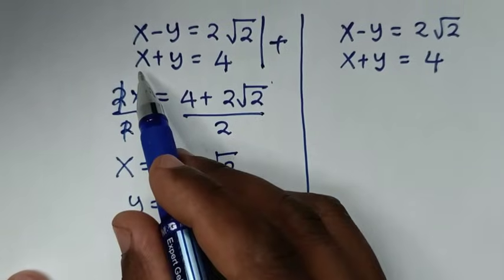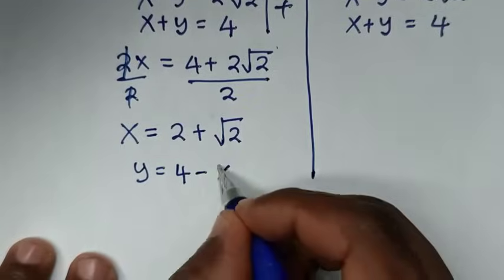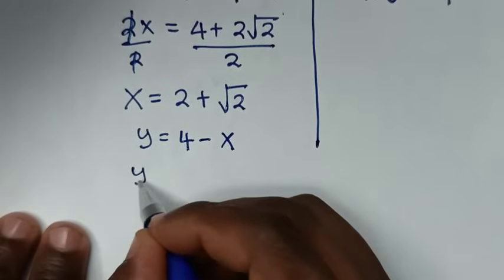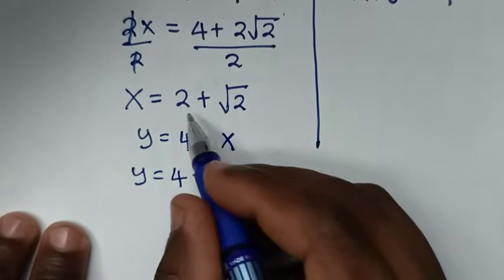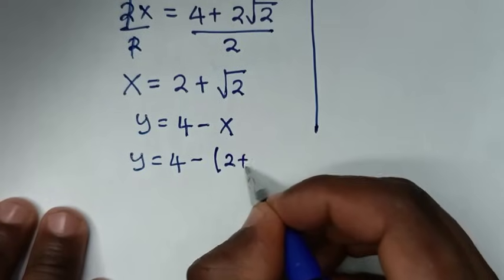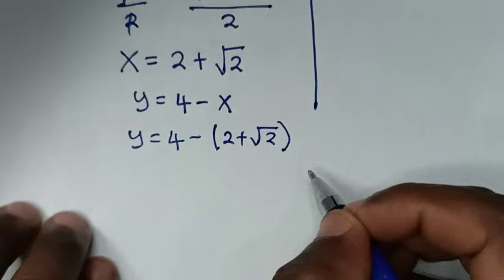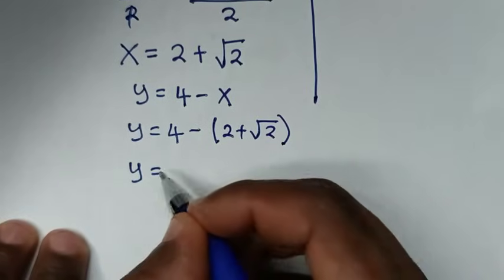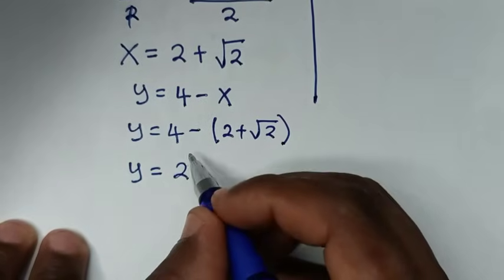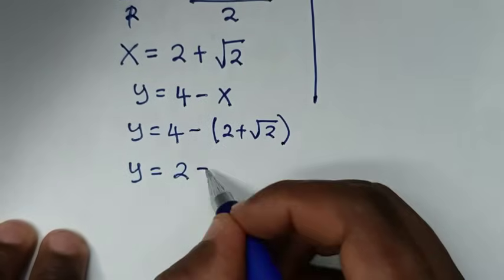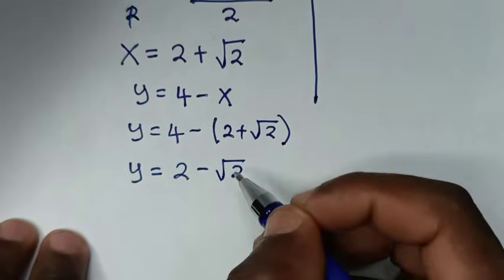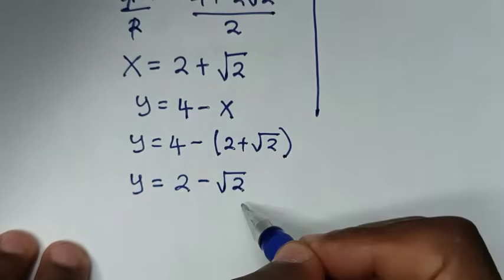Then to find y, from here it will be y is equal to 4. We take x to the right side, so it will be minus x. Then y is equal to 4 minus x, which is this, so it will be bracket 2 plus square root of 2 bracket. Then y is equal to 4 minus 2 is 2, then here it will be negative square root of 2. Now we get the value of x and y.